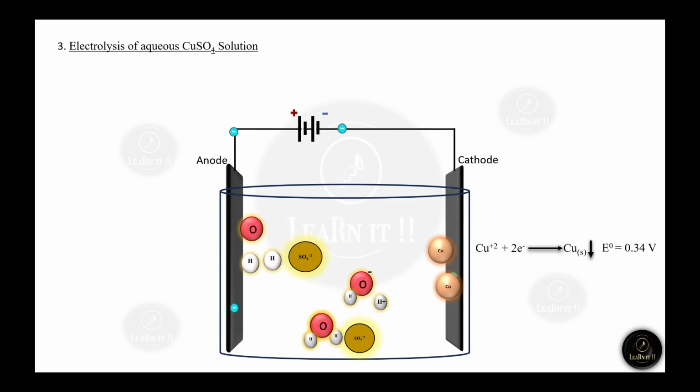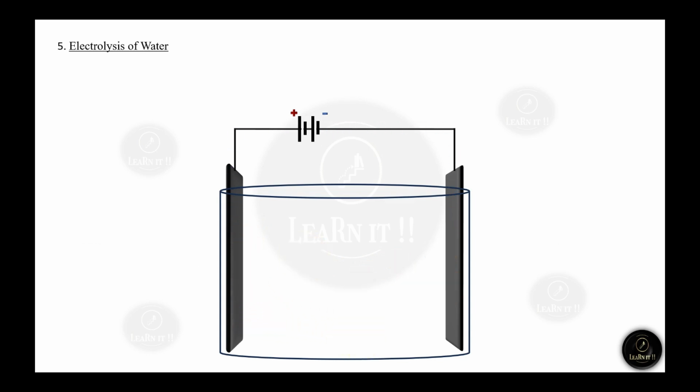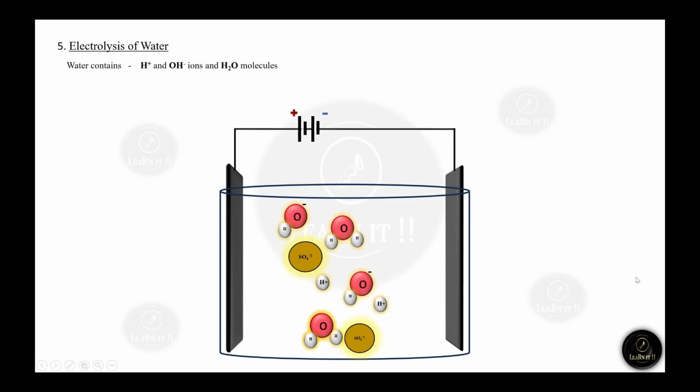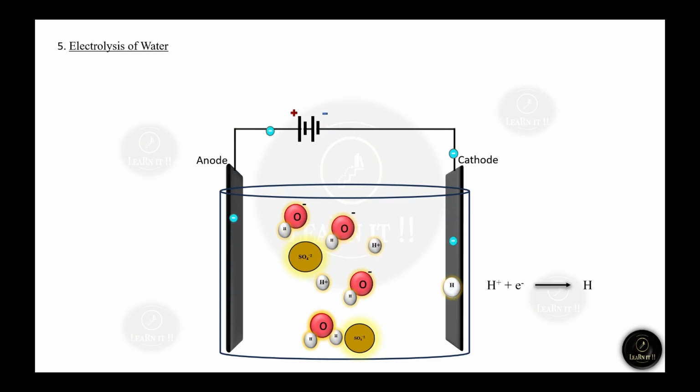But as we have seen, water molecules get converted into oxygen. Water contains H+ ions, OH- ions and water molecules. During the electrolysis of water, we use a little amount of acid, that is H2SO4. That's why we indicated SO4 2- and H+ ions. At the cathode, H+ ions get reduced into hydrogen atom and hydrogen gas is liberated.